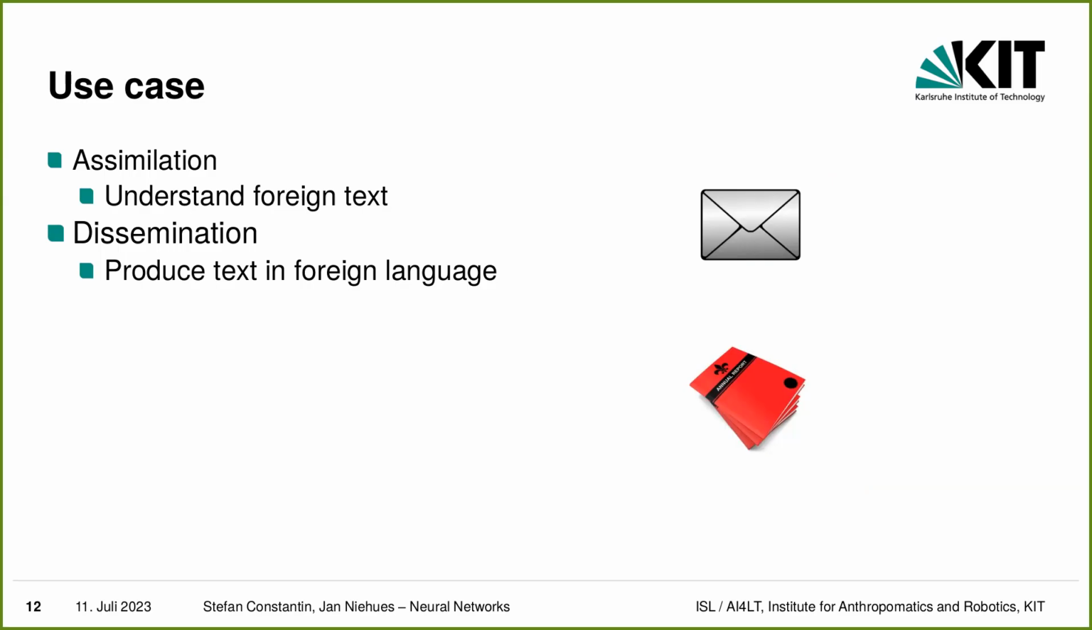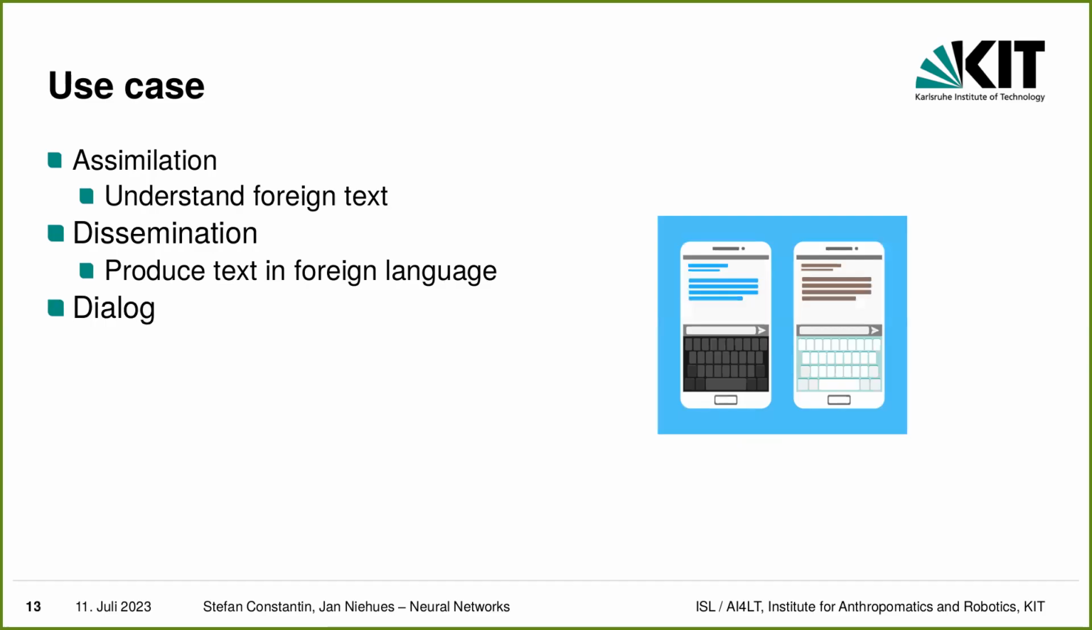There are different requirements for these two use cases. For assimilation, we basically just want to understand: if the output text in your native language doesn't have perfect grammar or something like that, but you still understand it, then it's usually perfectly fine. But for dissemination, usually we want it to be beautiful text, with good grammar, aesthetics, and stuff like that. And the last one is dialogue.